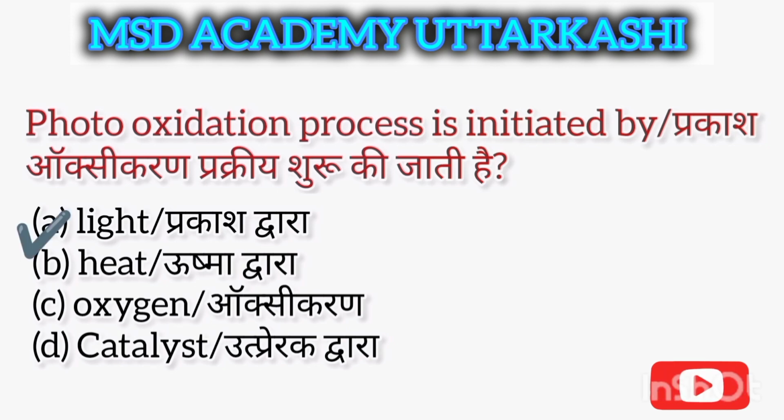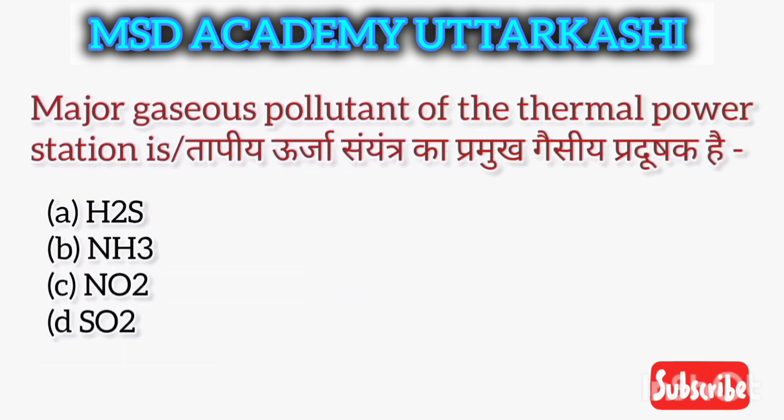Next question. Major gaseous pollutant of the thermal power station is option A H2S, option B NH3, option C NO2, option D SO2. So the correct answer is option D SO2.